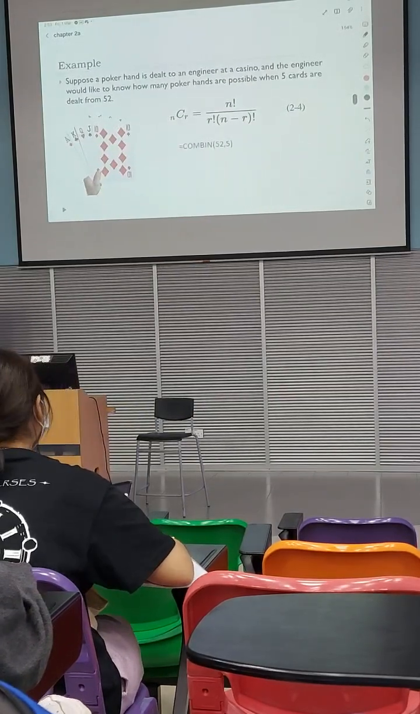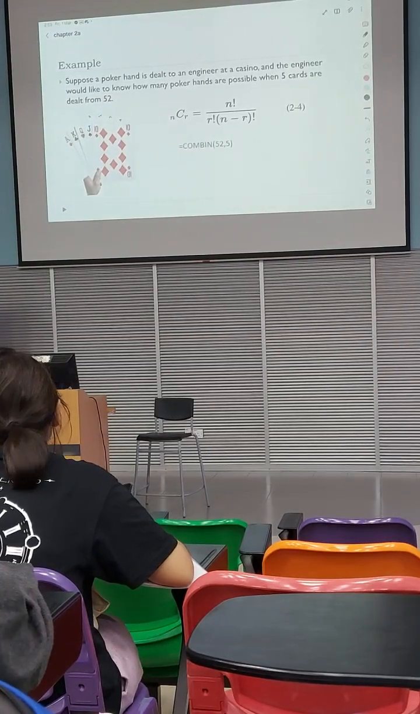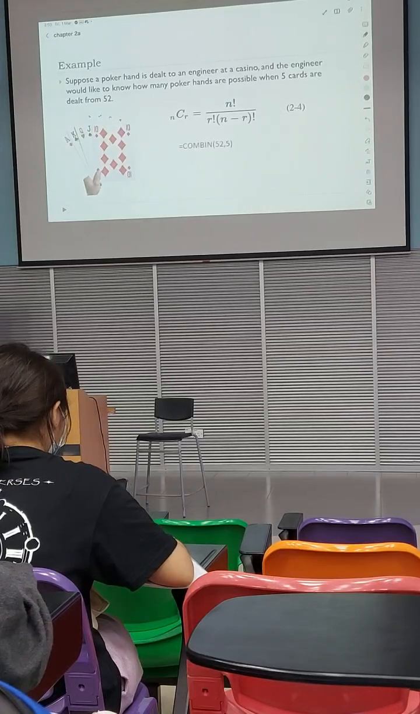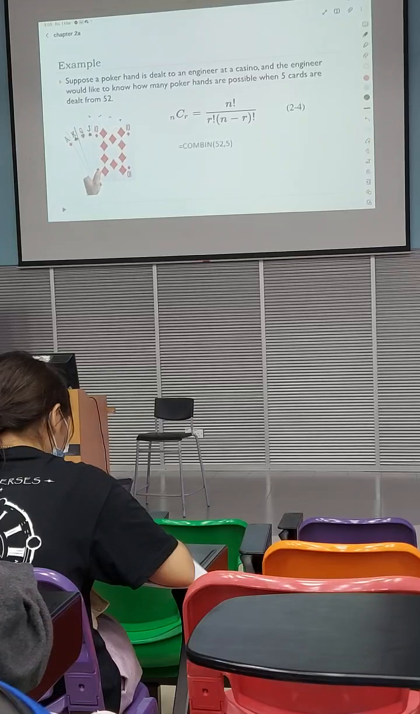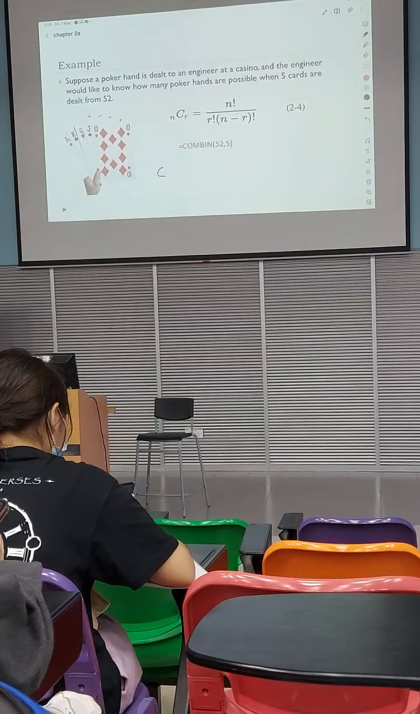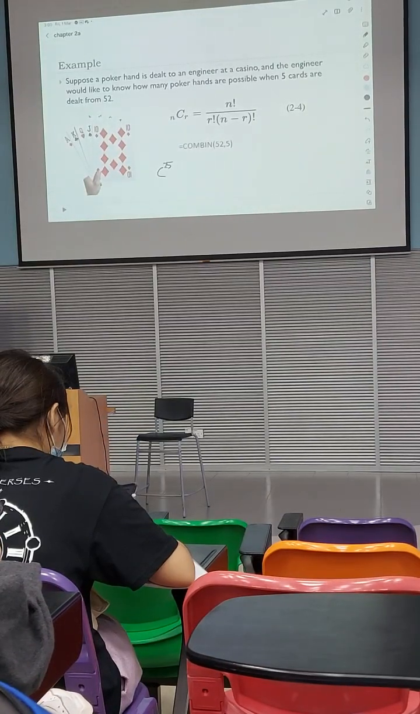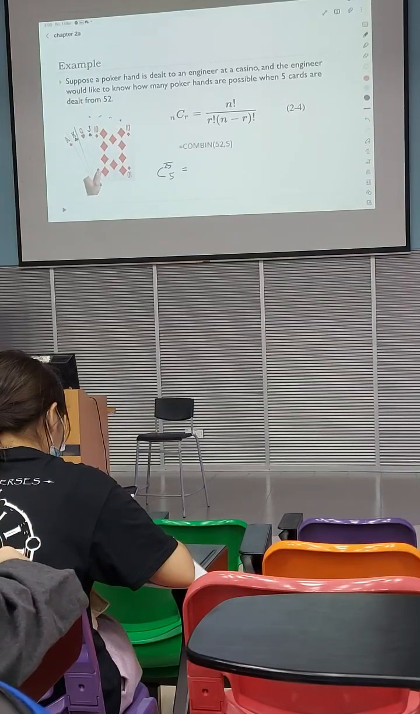Okay, let's see another example. Imagine that now you are at a casino and you want to know how many different possible ways to win 5 cards, choosing 5 cards from 52. How many different combinations? The order is not important in this case, so we use combination. If you apply the formula, 52 choose 5. Can you calculate for me what is the answer?